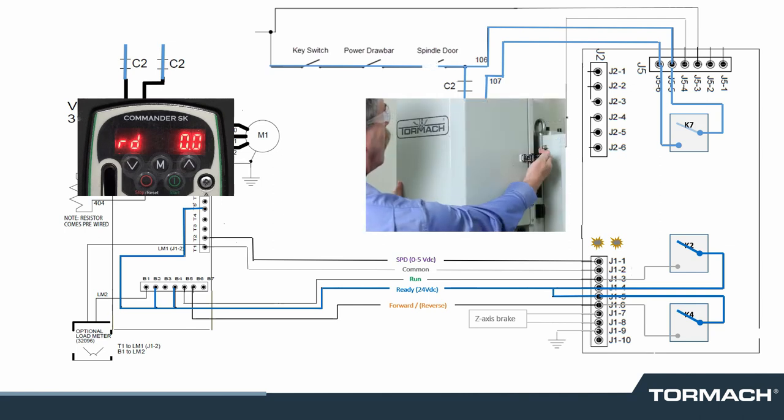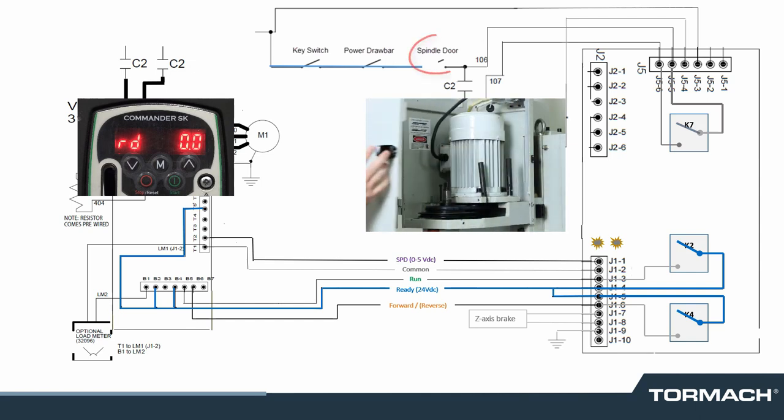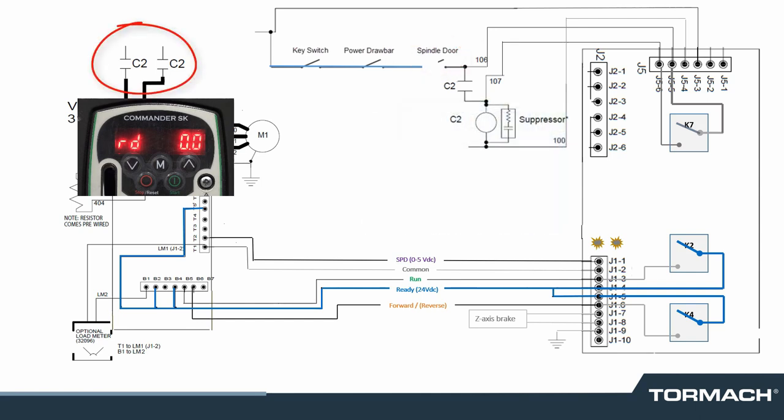Opening the spindle door to change a tool unlatches the C2 contactor. The VFD display will show an undervoltage trip condition, such as TRUV, just before the capacitor within the VFD discharges.